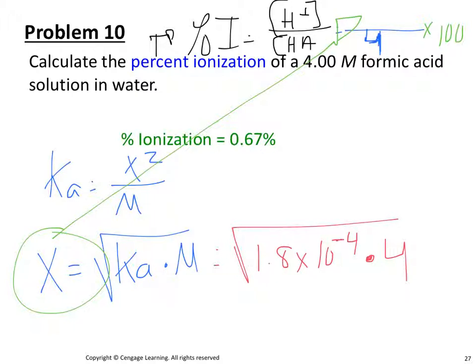Why did you use 1.8? That was from the last problem. Remember? Are these connected? Kind of. Remember that any acid or any compound has a constant K at a constant temperature. Oh, it's the same acid. Same acid. Is that the right answer? You got the right answer?